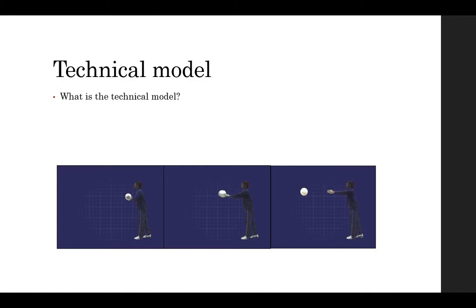Another way a technical model can be formed is through watching an elite performer to visually see what the technique should look like, because if they are successful in their sport, and if their technique is copied by the performer, then they too can be successful.